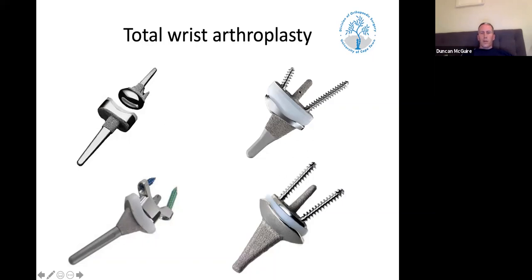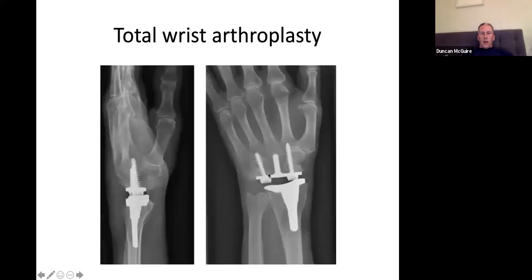These two, this is the Remotion, this is the Freedom. They're still around. The problem with all of these is the fixation in the distal carpus. It's not great. There's a lot of movement there. They tend to get osteolysis. So we're still looking for the best design of prosthesis.